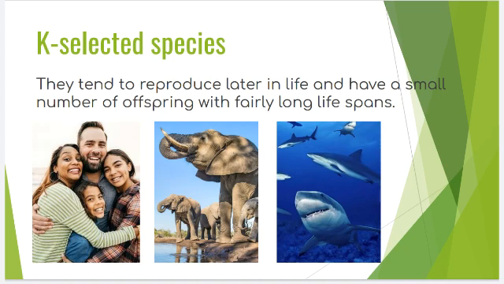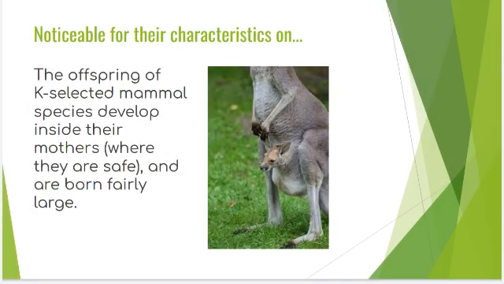This is the same scenario for elephants and sharks. Although sharks lay eggs, they still need to reach a certain point or a certain age in order to bear an offspring. So, as we can see on the examples, mammals tend to keep their babies or their offspring in their womb to completely develop before they give birth. So this is where they are safe and are born fairly large when the time comes.